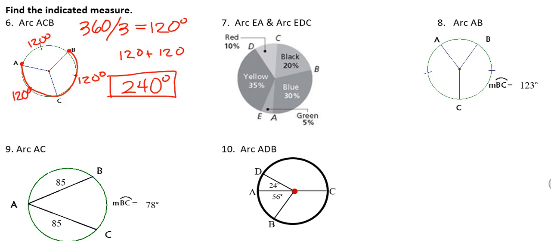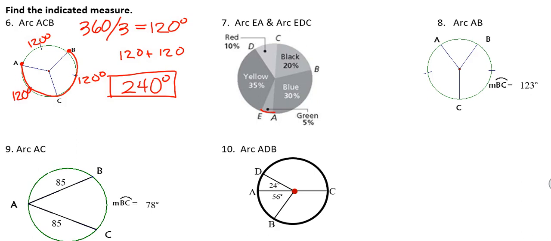This is asking us for two arcs, arc EA and arc EDC. The very first thing I notice is that there are percentages after the numbers, not degrees. That tells me that this pie chart adds up to 100%, but I'm going to have to change those percentages to decimals, and then multiply those decimals times 360 degrees, because that's going to give me the arcs.